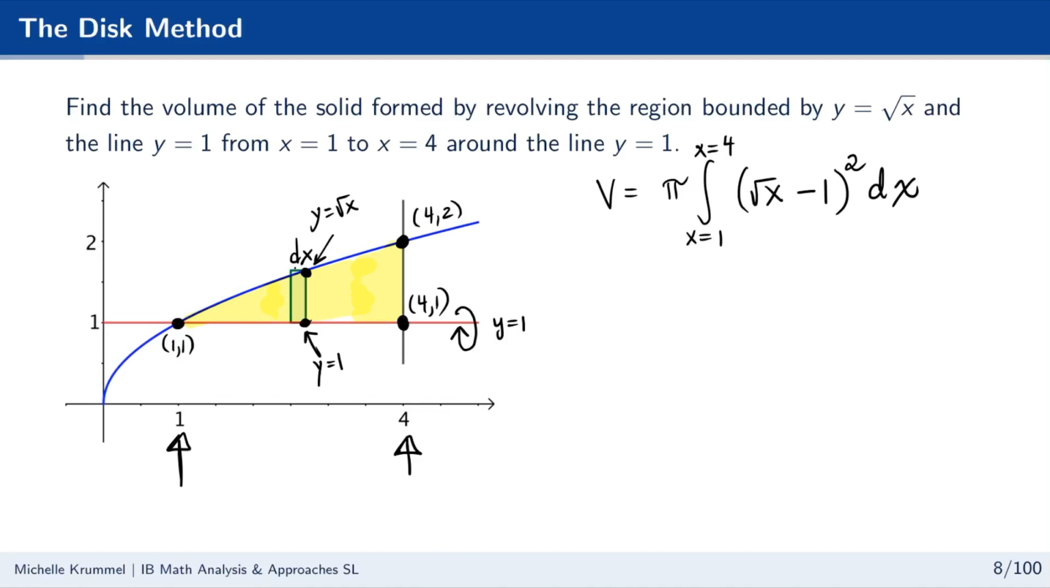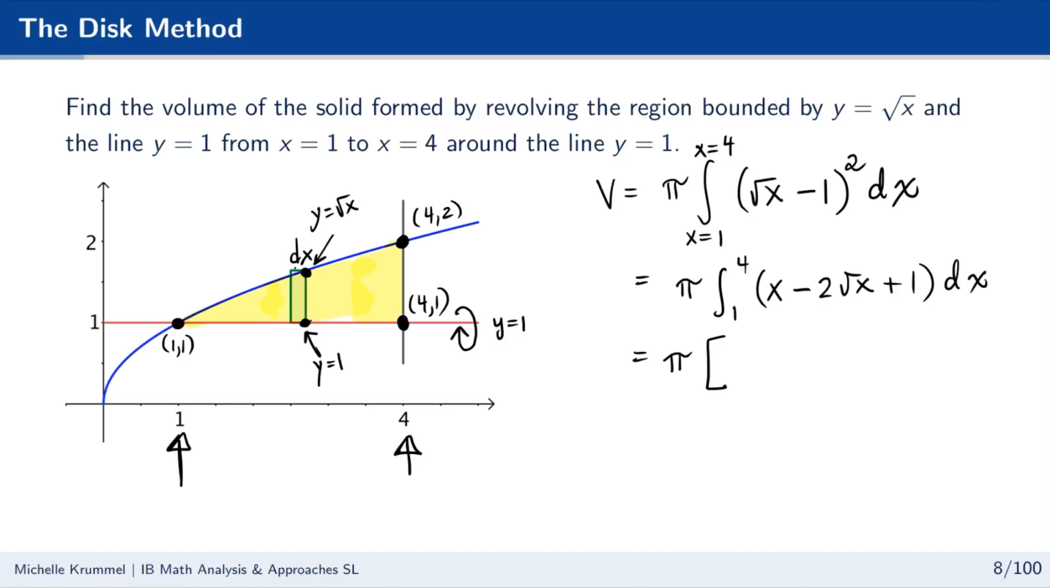Now to work out this integral, I am actually going to expand the square root of x minus 1 squared. Let's FOIL that out. So we're integrating from 1 to 4. First times first is x. The outer product is negative root x. The inner product is also negative root x. So negative 2 root x plus 1 dx.